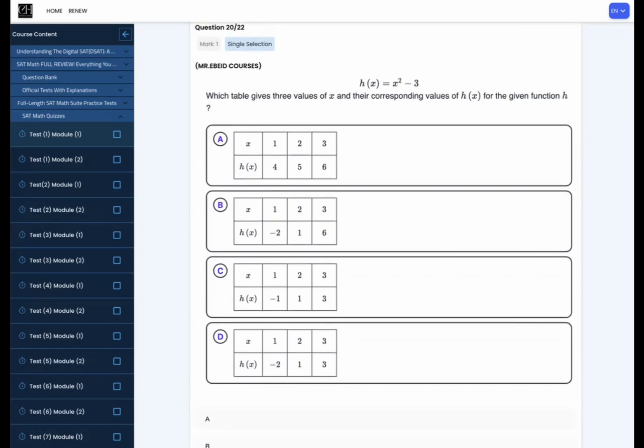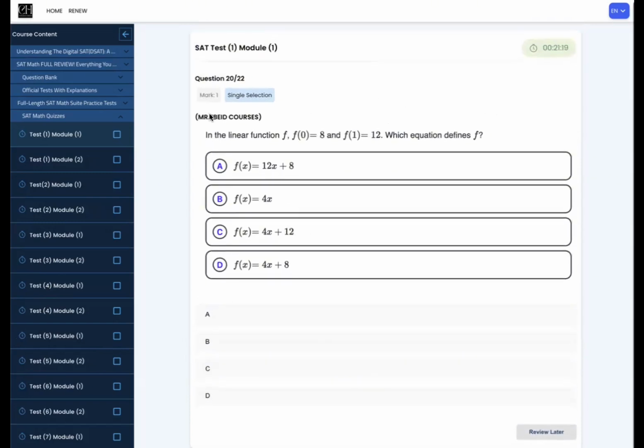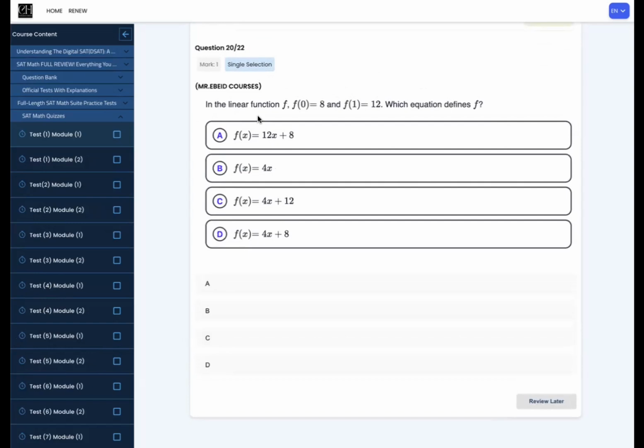Go down to B. Press next. And the linear function f of 0 equals 8 and f of 1 equals 12. Which equation defines f?